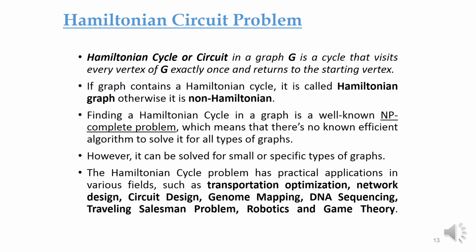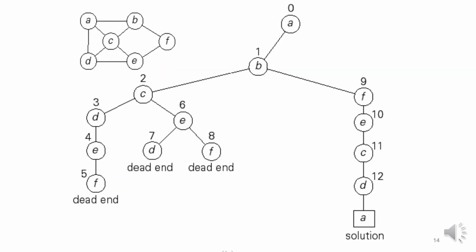It is actually an NP complete problem because there are no efficient algorithms available for this type of problem. But the Hamiltonian circuit problem can be used in real-time applications like transportation optimization, network design, circuit design, robotics, game theory, traveling salesman problem, etc. Let us see one example for the Hamiltonian circuit problem.